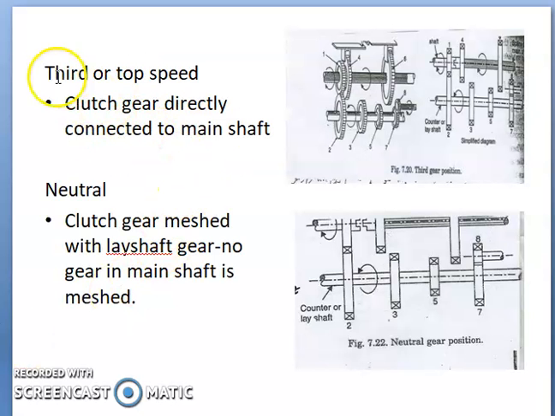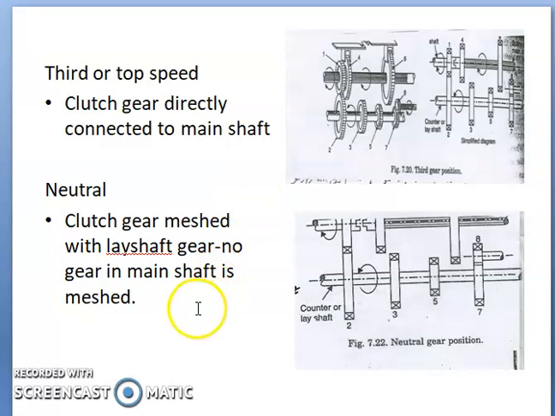And then you can see for the third or the top speed. So here they directly engage the clutch gear with the main shaft. So you have a dog clutch here. The dog clutch engages the clutch gear with the main shaft. So there is no gear reduction. It is the top speed or the third speed.